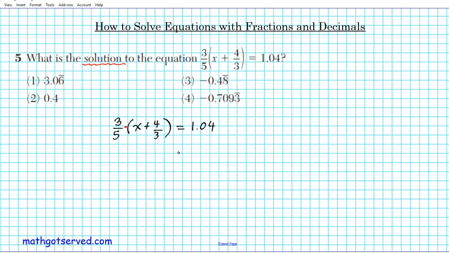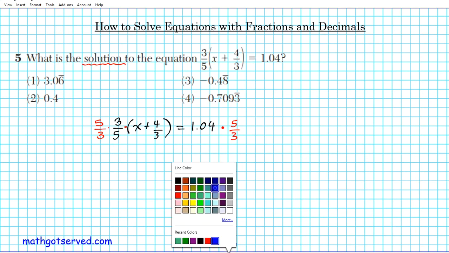Dividing by a fraction is equivalent to multiplying by the reciprocal of that fraction. Drop, change, flip, right? So instead of dividing by 3 over 5, I can multiply by the reciprocal of 3 over 5, which is 5 thirds. So multiply by 5 thirds on both sides. This is easier to look at, as opposed to the weird expression that we had earlier.